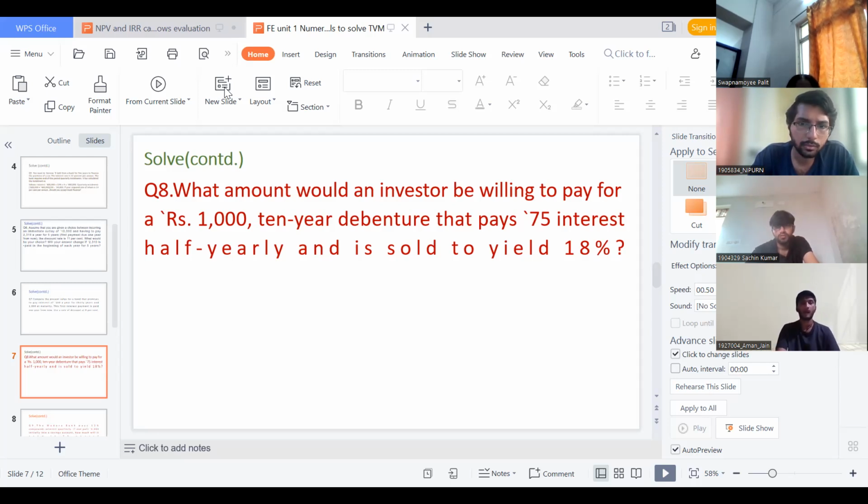When are you going to get this 1000 on this debenture? After like 5 years or so. 5 years, because the rate is 18%. Why did you get 5 years? What is the N here? The N is 10.